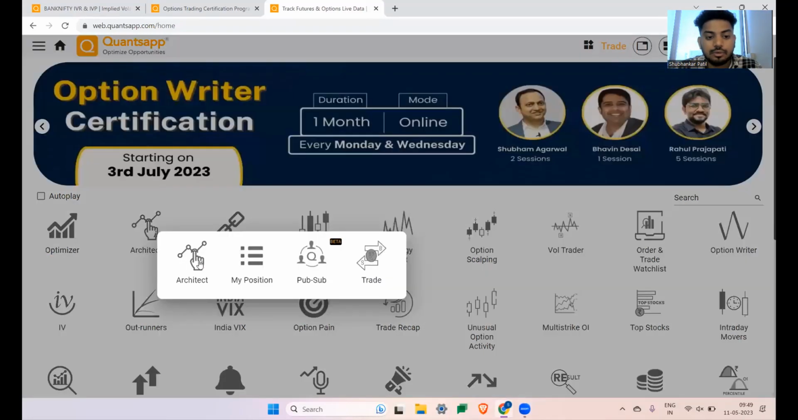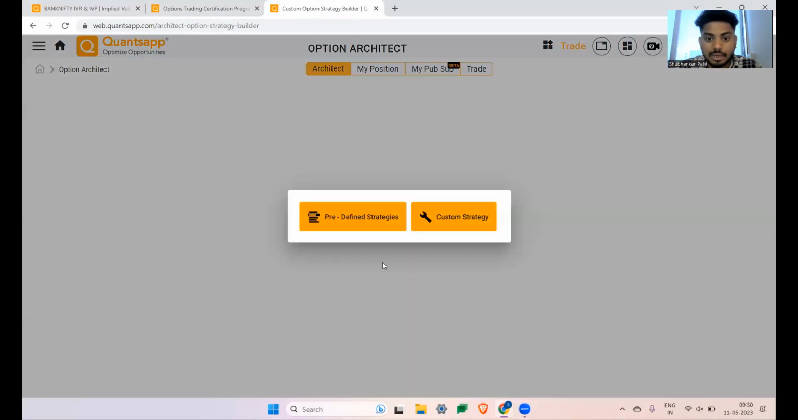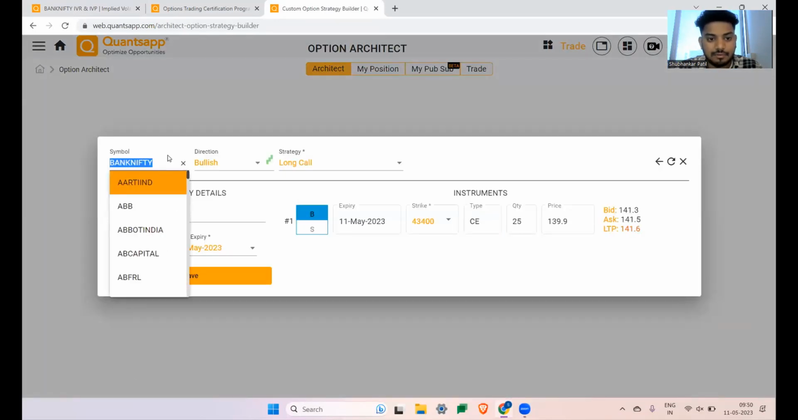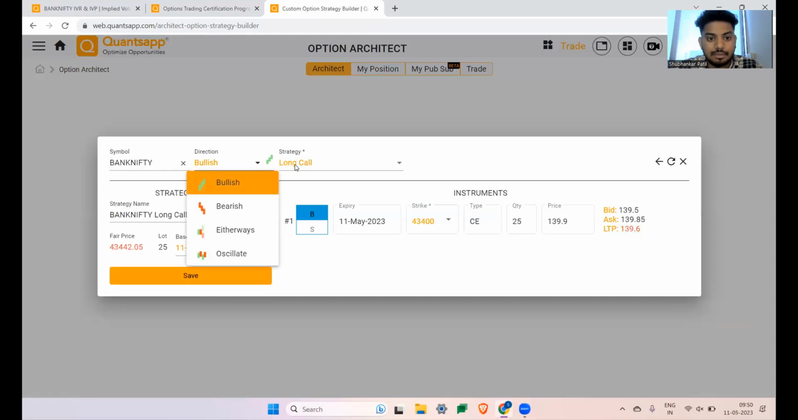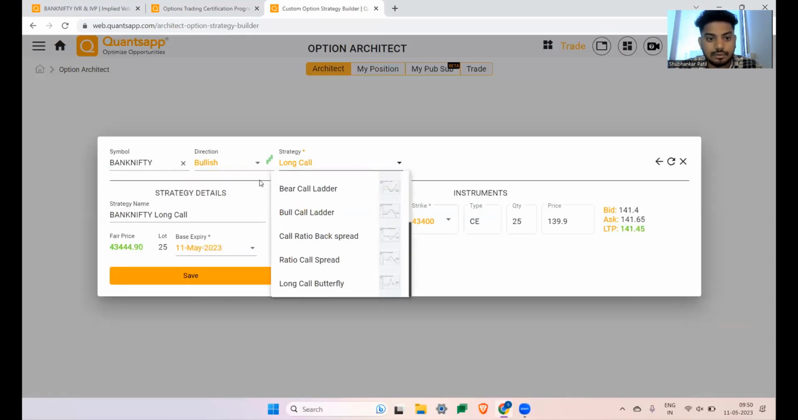So if I just go to Architect, and then create predefined strategies. I'm selecting Bank Nifty, let's say, and I'm selecting the direction as oscillate.